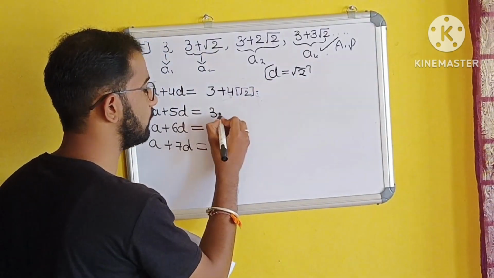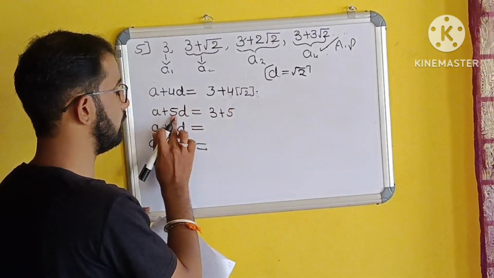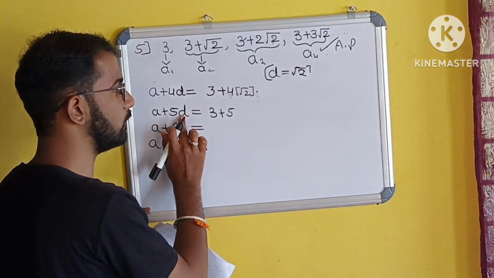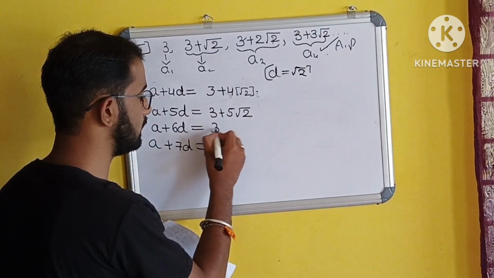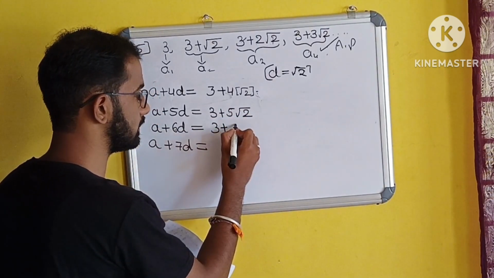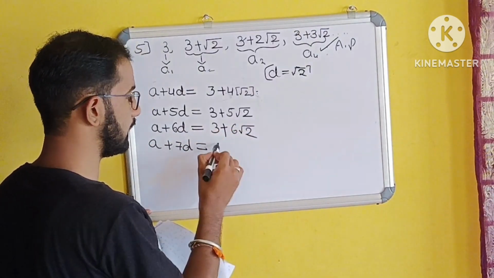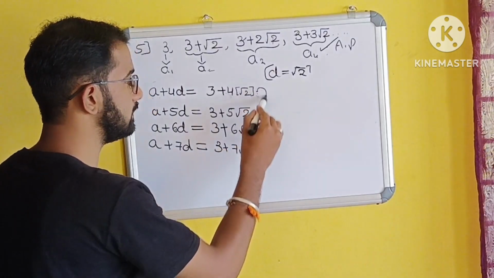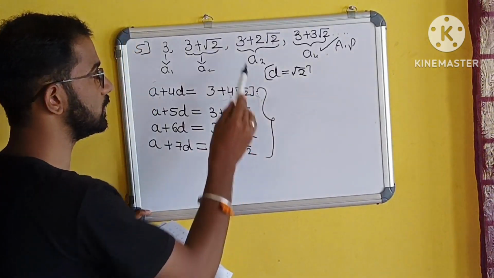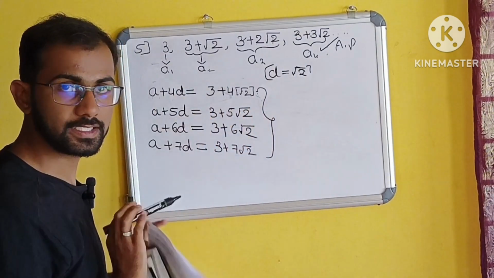Then the next term will be 3 plus 5 as it is. What is the value of D? 5 root 2. Then next, 3 plus 6 as it is. What is the D? Root 2. 7D, 7 root 2. These are the final four terms of this sequence which are in the arithmetic progression.